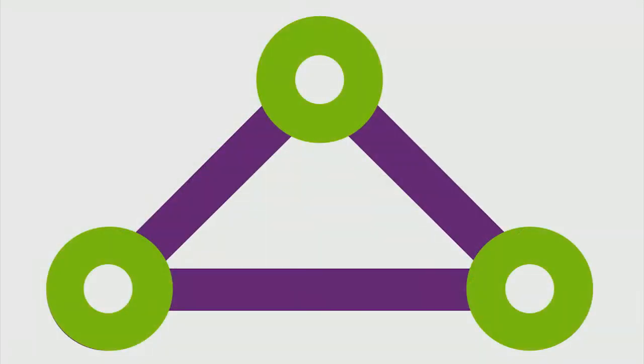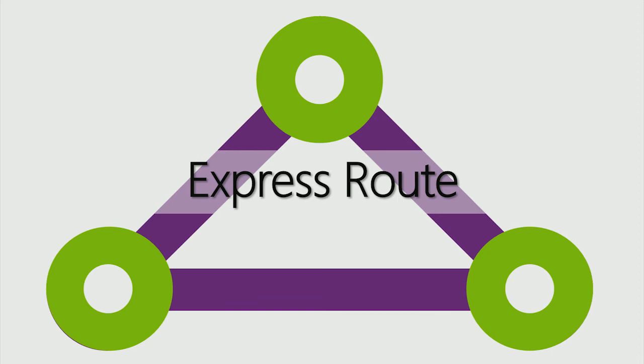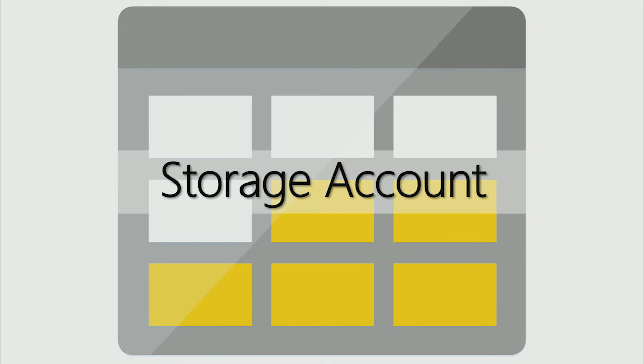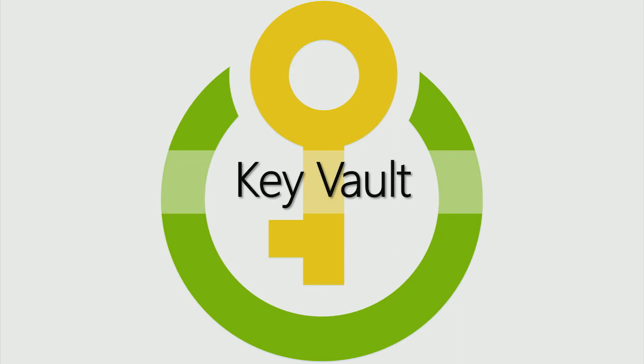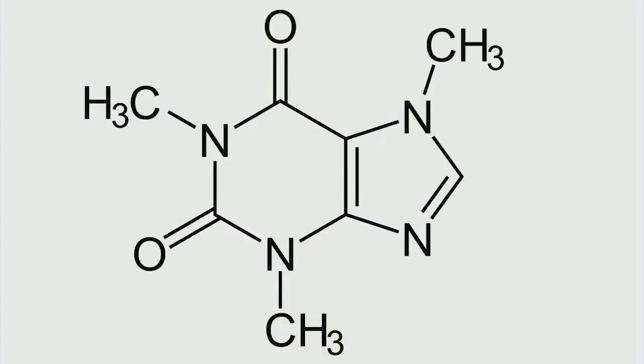Who's rich? Nobody's rich, apparently. Do we know this one? Express route. Anyone have this? Yeah, a few rich people at the front. What about this one? Storage account, good. Something to do with security? Key vault? You're very enthusiastic, sir. And because we're playing the short icon game, the one that underpins all Azure services, caffeine, yes, good. Thank you for playing the icon game.